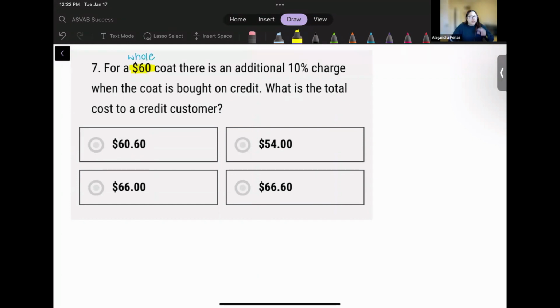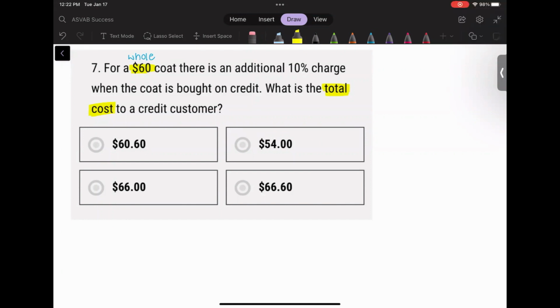Now, notice what the question is asking. The question is asking, what is the total cost? So I want to ask you guys, do you think we should use the percent as 10 or should we use something else for the percent? You use the percent as a decimal. Well, no, we don't have to change it to a decimal. You only have to change it to a decimal when you're doing simple interest. When you're in the percent proportion, you're good to just leave it as 10.